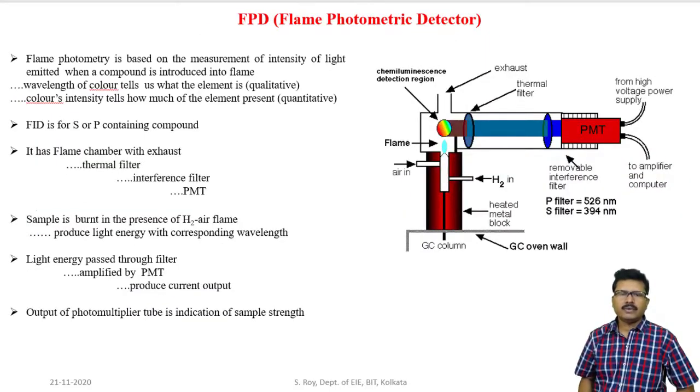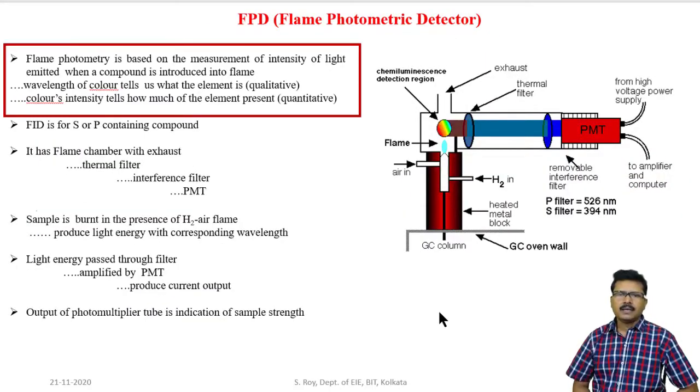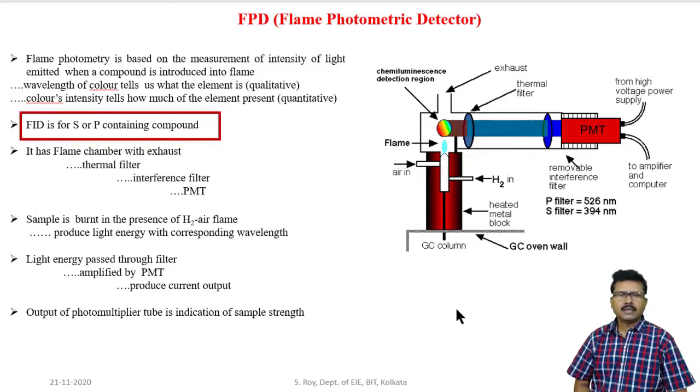Now explaining the flame photometric detector. Flame photometry is based on the measurement of the intensity of light emitted when a compound is introduced into the flame. This gives a qualitative as well as a quantitative measure. The wavelength of color tells us what the element is. This is qualitative. The color's intensity tells us how much of the element is present. This is quantitative. Determination of sulfur and phosphorus compounds is the job of the flame photometric detector.